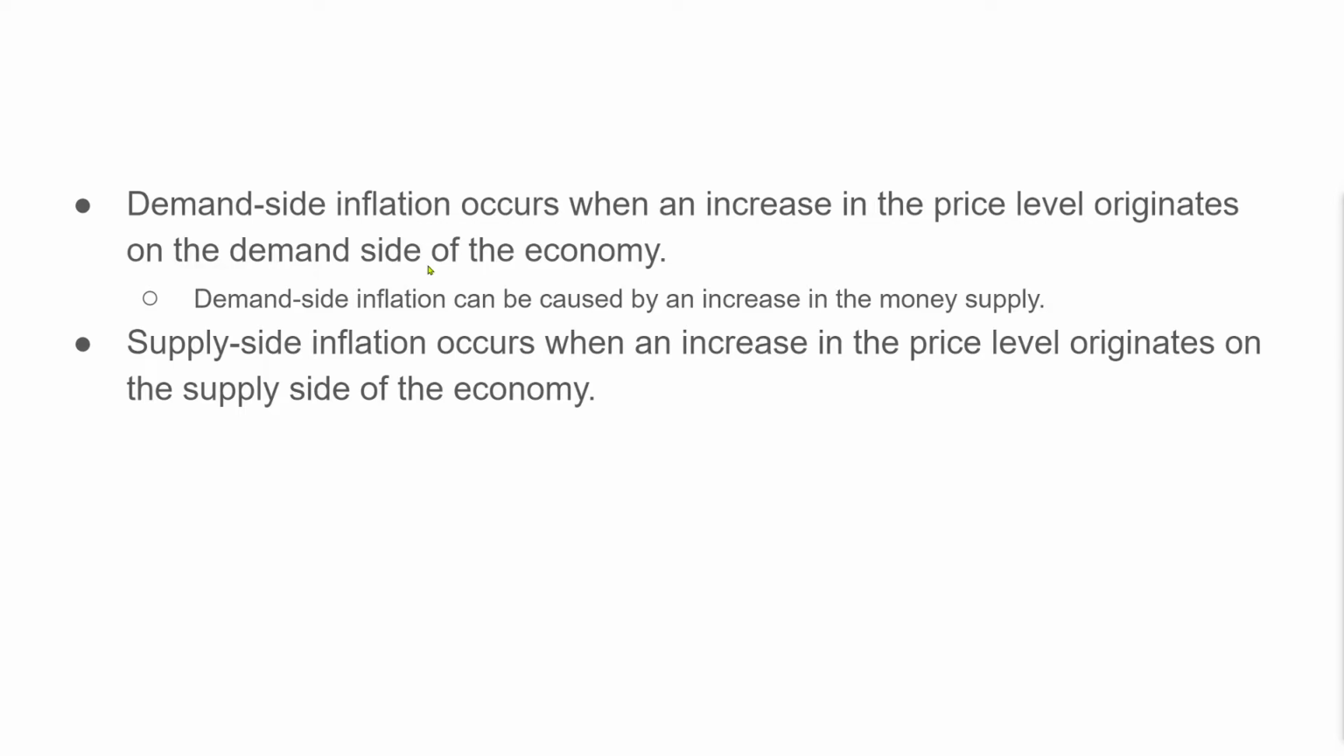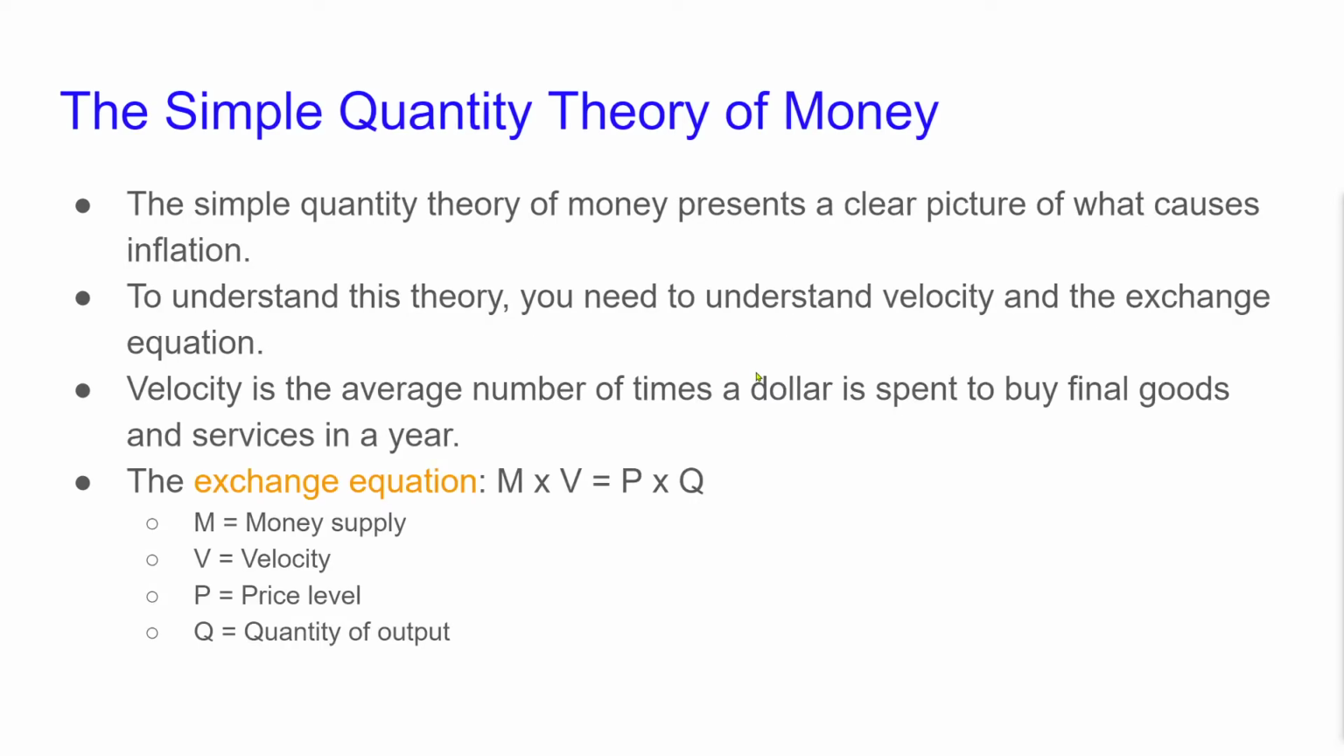Okay, so it's by us. And it's caused by an increase in the money supply, which is going to cause inflation. Supply side inflation occurs when there's an increase in the price level that originates on the supply side, like the cost of making something goes up or down.